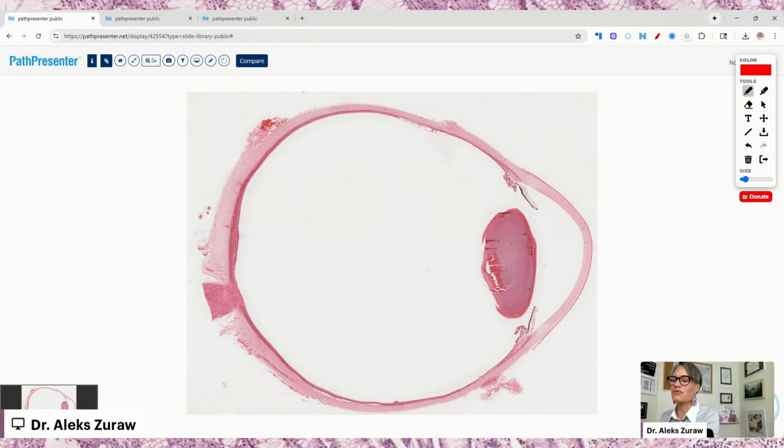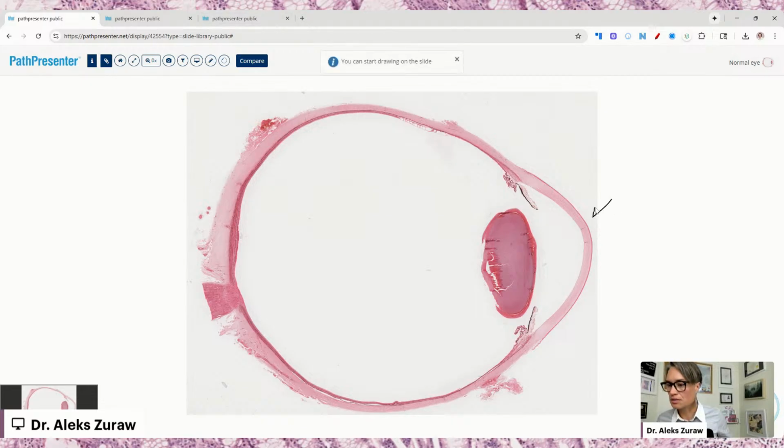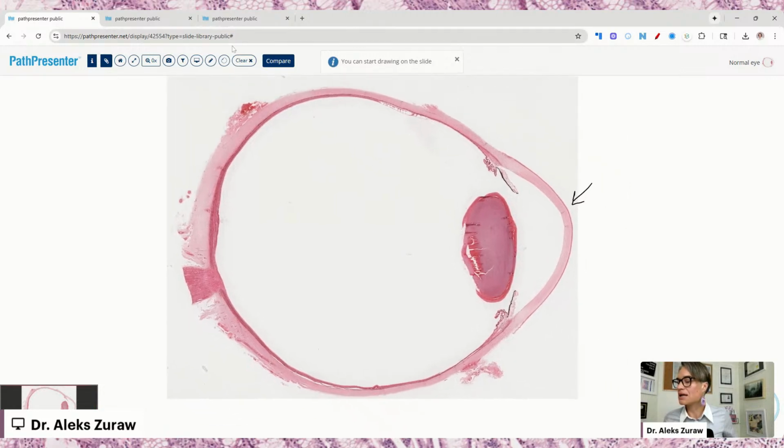So from the outside to the inside, we have the fibrous, then the vascular, and the neural tunic. The key role of the fibrous one is going to be protection and shape. Maybe I could do annotations here, it's going to be better. Okay, I'll try that. So the fibrous is going to be protection and also giving this eye a shape, this round shape.